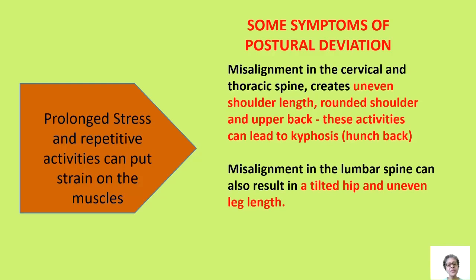Now, misalignment in the lumbar spine or the lower back can also result in a tilted hip. Muscles like the quadratus lumborum muscle or the latissimus dorsi muscle. So now we have imbalance. Imbalance creates lots of pain in the body. So let's take a look at some other problems associated with postural deviation.